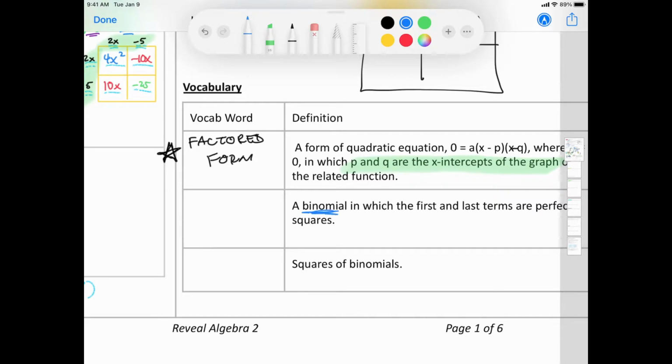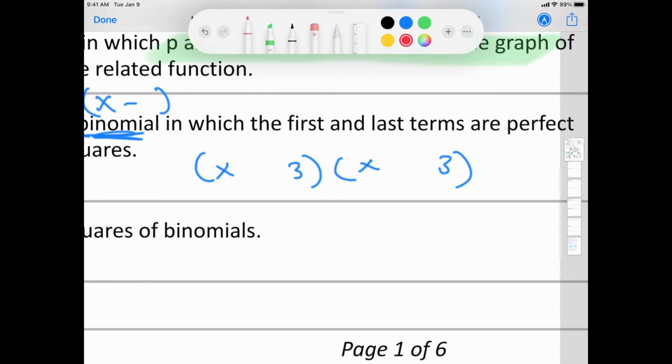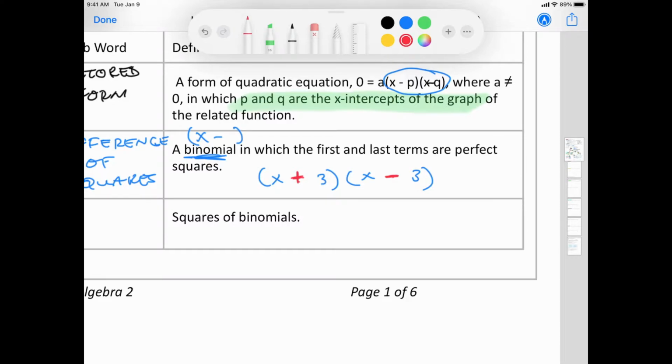Okay. A binomial. So what is a binomial? A binomial is basically a parentheses, has something like this, x minus something. Up here you see 2 binomials. A binomial in which first and last terms are perfect squares. Okay, this is called the difference of squares. And it basically looks like this. So I have 2 sets of binomials, and it's kind of like, not conjugates, but the same idea as conjugates. One is a positive, and then one is a negative. Okay, those are called difference of squares.